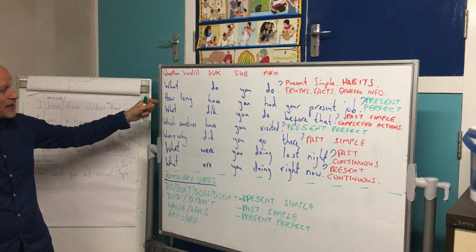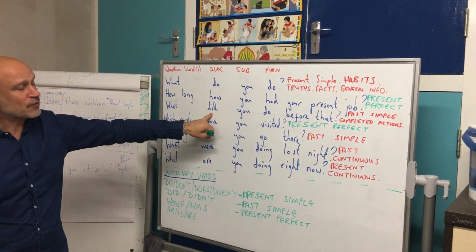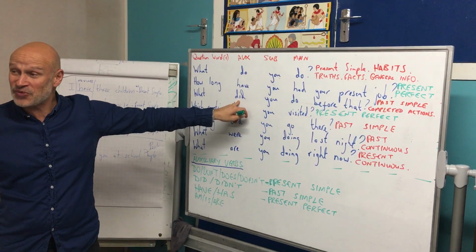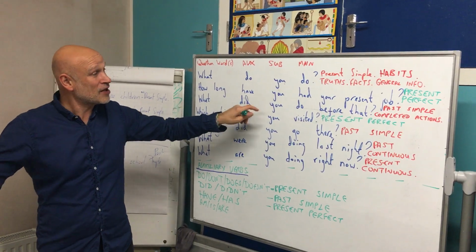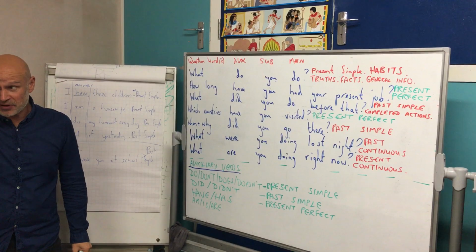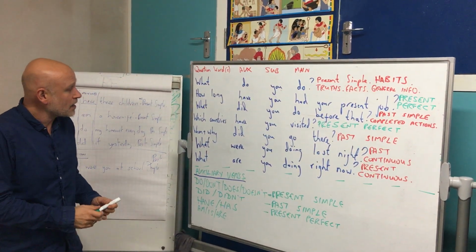Present perfect. Now here we have what did you do before that. Here we have the auxiliary verb do again, but it's in the past. So we know it's going to be past simple. It's nice to check that the main verb is still present simple, first person infinitive. That's really important for past simple.